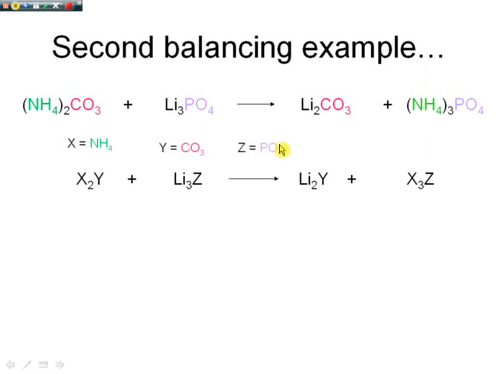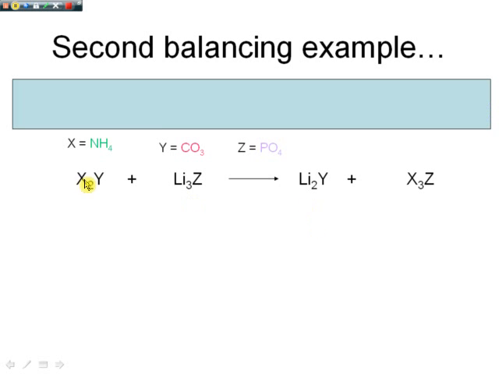Now I can rewrite this equation as X2Y plus Li3Z react to produce Li2Y plus X3Z. So let's take a closer look at this new simplified equation. Again, I'm going to count up the total number of X's and the total number of Y's and the total number of Li's and the total number of Z's on both sides of the equation. And I can see that I have 2 X's, 1 Y, 1 Z, and 3 Li's. On the left, I have 3 X, 1 Y, 1 Z, and 2 Li's on the right. Now, obviously this is not balanced. I have 2 X's on the left and 3 on the right.